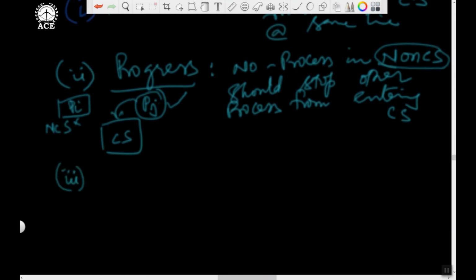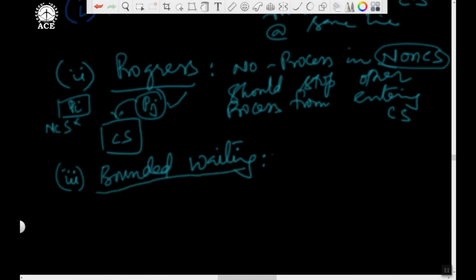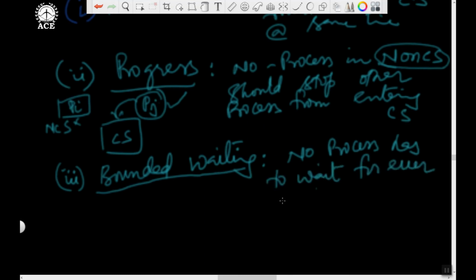Then the third requirement is called bounded waiting. You can see the formal definition in the slide. I am going to explain the meaning of it here. I'll write the definition: no process has to wait forever to access its critical section.